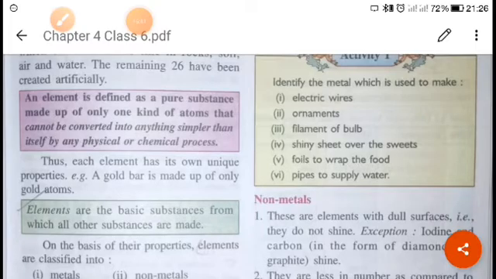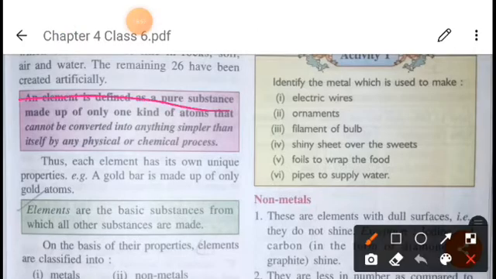So how can we define an element? A very nice definition is given in your book. As you can see, an element is defined as a pure substance made up of only one kind of atom that cannot be converted into anything simpler than itself by any physical or chemical process, right?